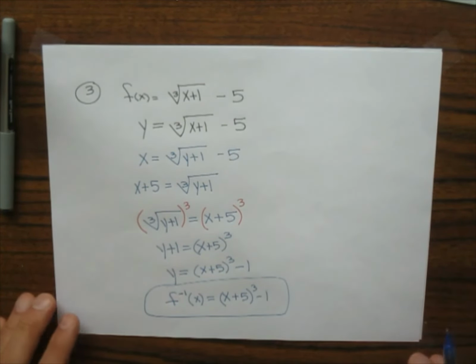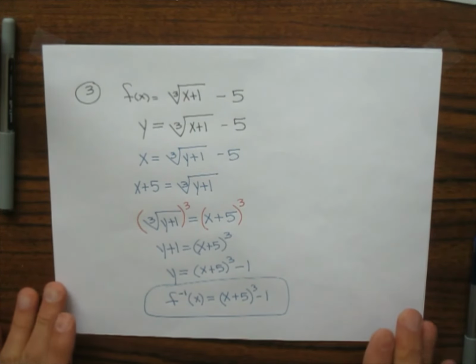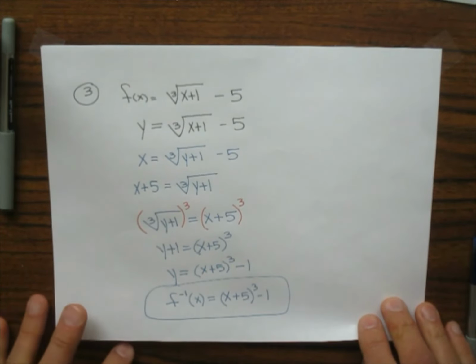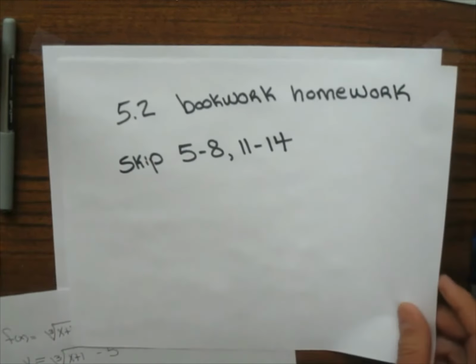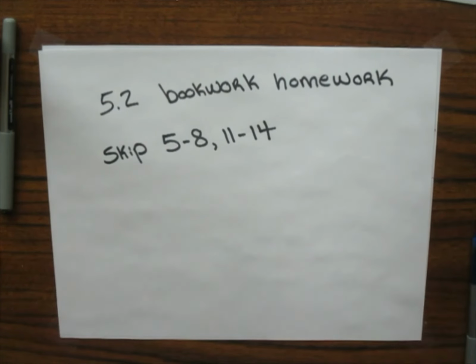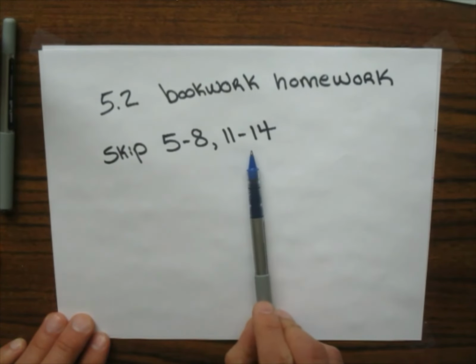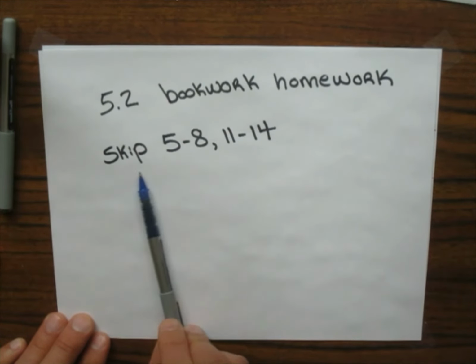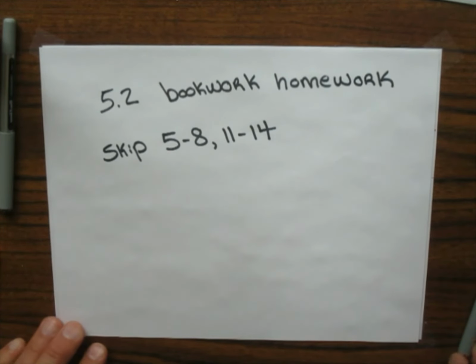Okay. Now, there are problems in your homework that have square roots, and they get a little more complicated because we are limited on time this semester due to certain events in the world. I'm going to go ahead and say when you're doing your book work for 5.2 that you should skip 5 through 8 and 11 through 14. If you remember to do that, you'll be all right. So, you guys do your homework, and the next lecture should be logarithms.